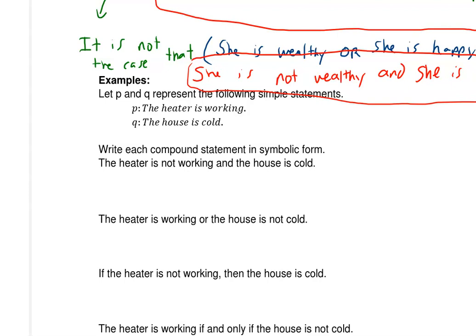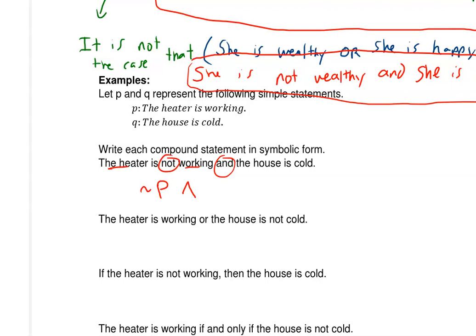Okay. Statement P is the heater is working. Statement Q is the house is cold. Write each of the following compound statements in symbolic form. So this should be easier for me to do with my writing tablet. The heater is not working, right? So again, the heater working is statement P, but we're negating that. So we're going to put a squiggly line in front of it. And so again, that is the upside down V shape.